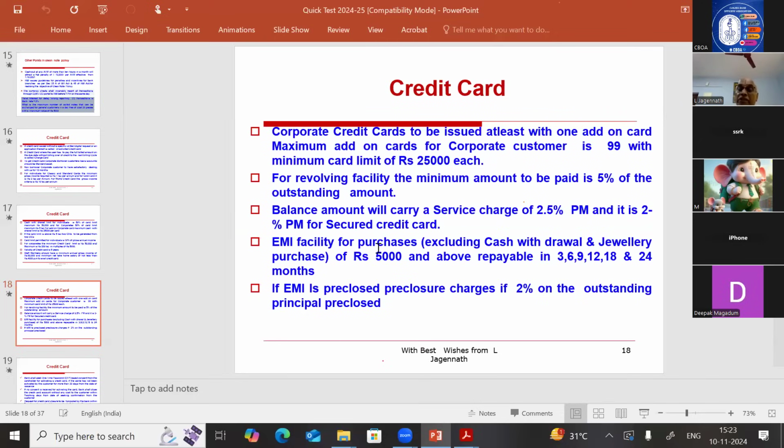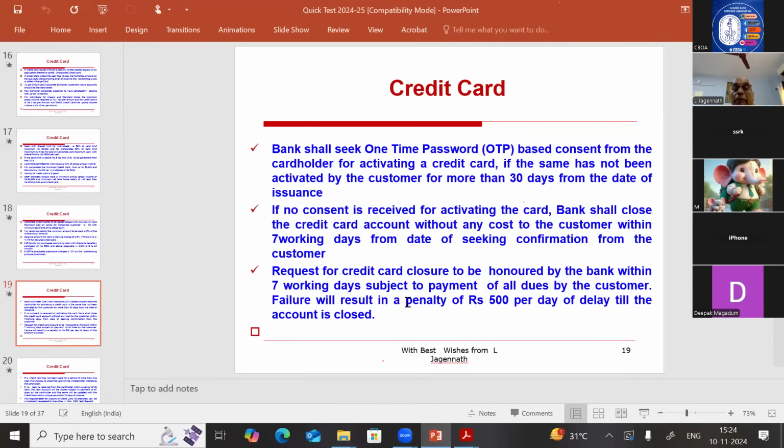Okay, EMI facility for purchases excluding cash withdrawal and jewelry purchases of rupees 5,000 and above repayable in 3, 6, 9, 12, 18 and 24 months is permitted. If EMI is pre-closed, there is a pre-closure charge of 2% on the outstanding principal.